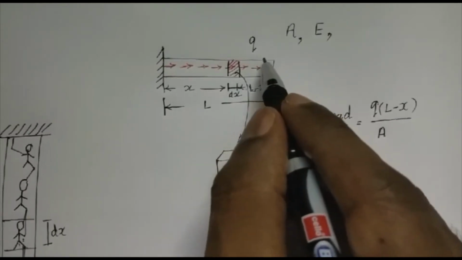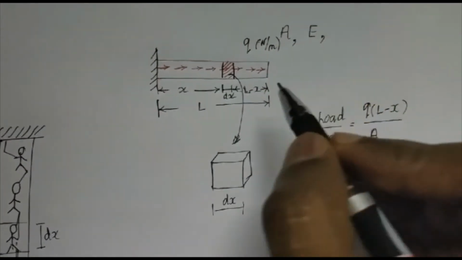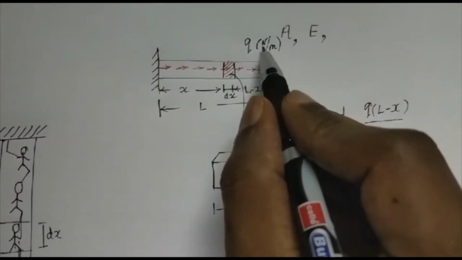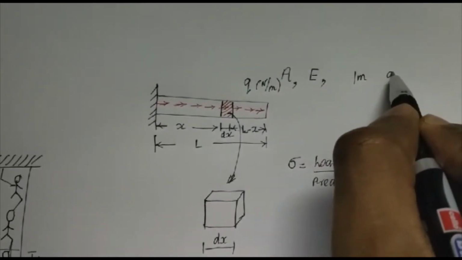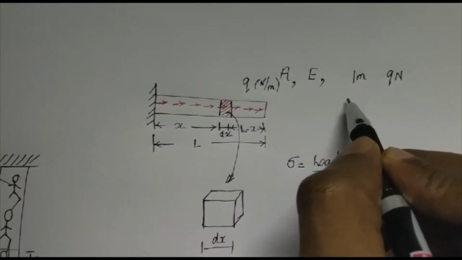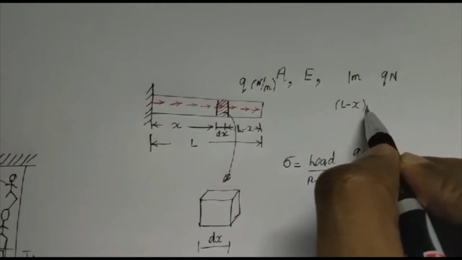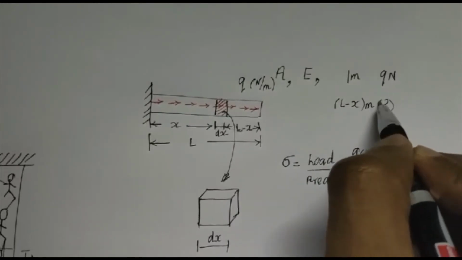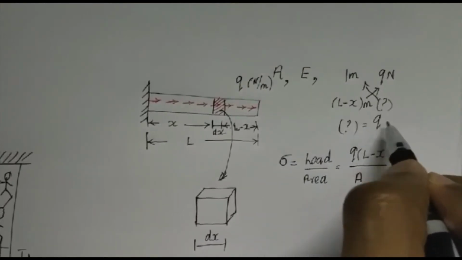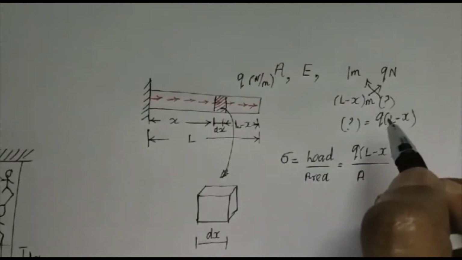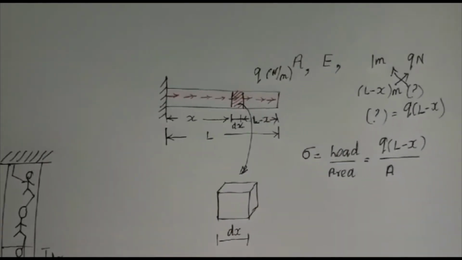It is q into L minus x, because q, its unit is, let us say for example, Newton per meter. So for a distance of 1 meter, the total load is q newtons. So what would be the total load that is acting over a distance of L minus x meters? So you just have to cross multiply to find the unknown, and that unknown will become q into L minus x. So that is the total load that is acting on this small portion. That's how you define stress.